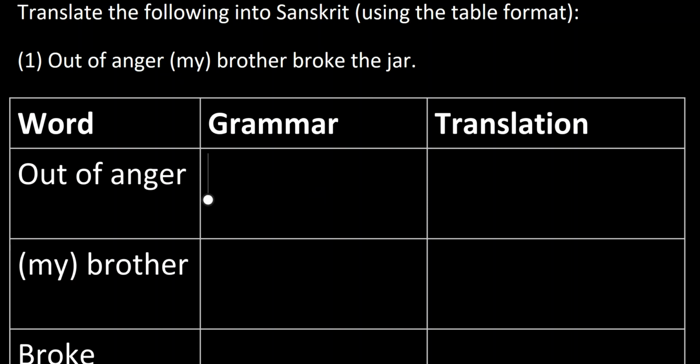So out of anger or because of anger, this is going to be instrumental, singular, for anger. My brother, the term my is not going to be counted in here because we didn't learn that quite yet. But for brother, the brother is the one that broke the jar. So the brother is going to be nominative singular.